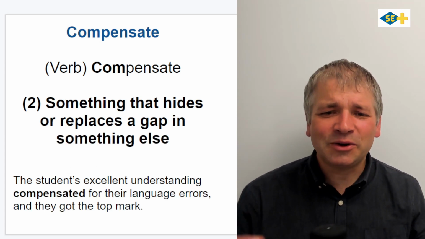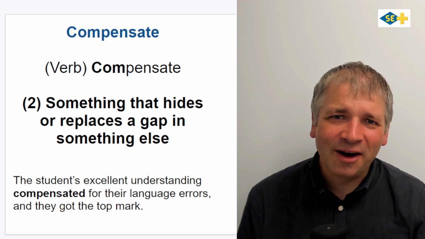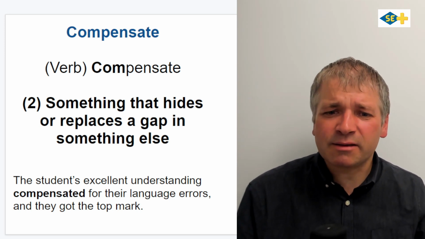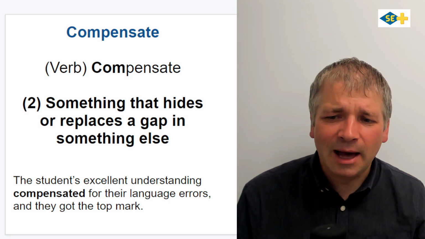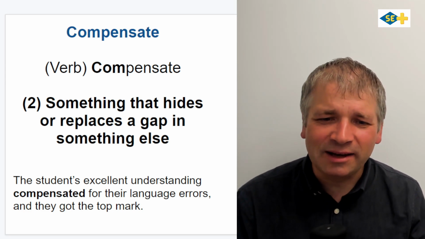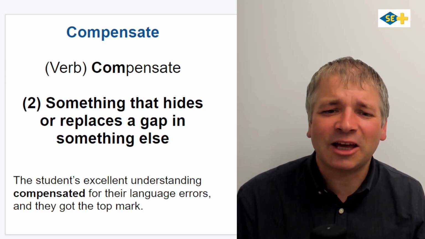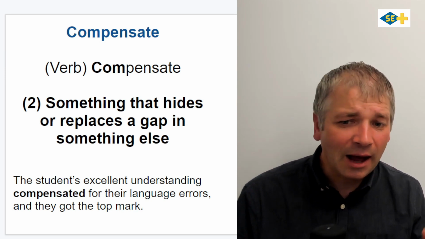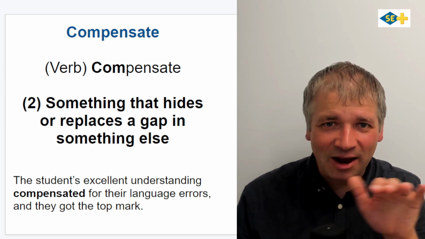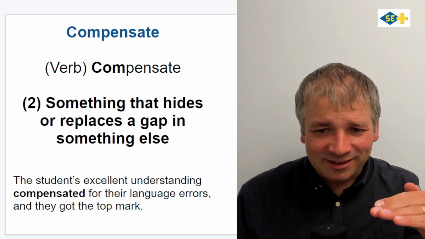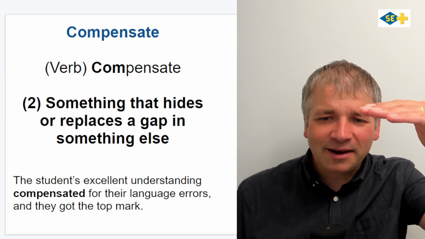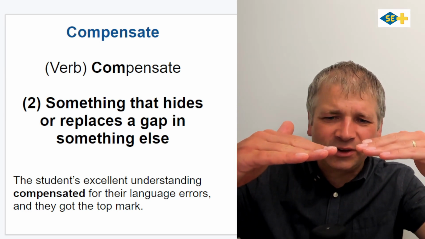The second use comes from that idea of giving something back, but takes it a bit further. This second use is something that hides or replaces a gap in something else. Let me use an example to explain it. The students' excellent understanding compensated for their language errors, and they got the top mark. So here we have a problem, language errors, and that dragged it down, but their understanding was so good that it actually brought the level of their work up.